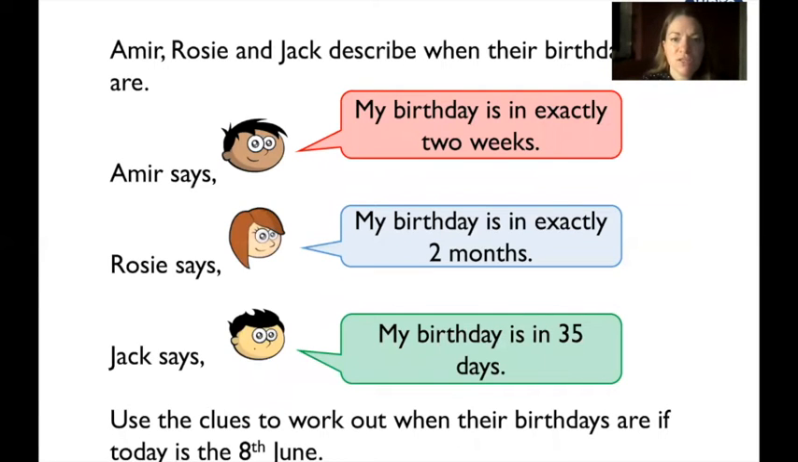Amir, Rosie and Jack describe when their birthdays are. So Amir says, my birthday is in exactly 2 weeks. Rosie says, my birthday is in exactly 2 months. And Jack says, my birthday is in 35 days. Use the clues to work out when their birthdays are if today is the 8th of June. The biggest thing I can tell you to do for this one, children, is to get a calendar. Okay? If you've got a calendar, you will be able to work this one out.